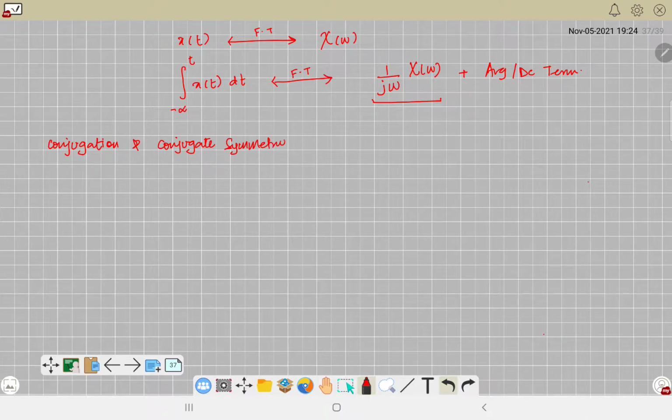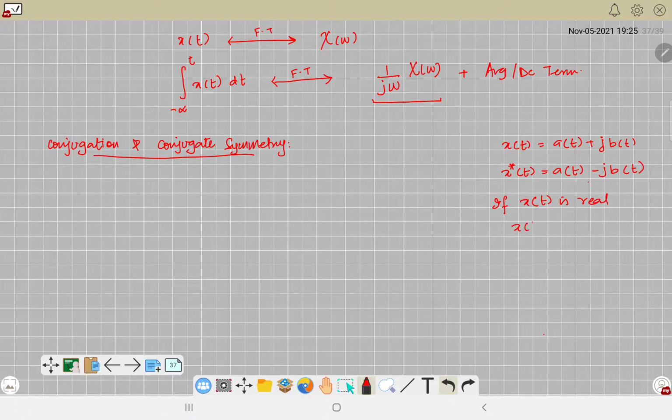You are aware of complex conjugates. Fine. So it is something like this. If we have x of t equal to a of t plus j times b of t, then we define its complex conjugate like this: a of t minus j b of t, with the negative imaginary part. And if x of t is real, it doesn't have an imaginary part, then we can conclude that x of t is the same as its conjugate. Fine.